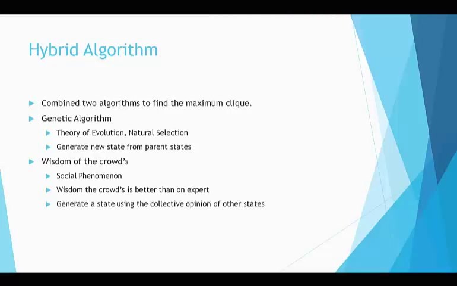So I decided to use a hybrid algorithm. I combined two algorithms to find the maximum clique of the graph. The first algorithm is the genetic algorithm, which is based off of the theory of evolution and natural selection. Evolution is the idea that species evolved from a common ancestor and explains how living things change over time and why they are the way they are today. Natural selection is an important concept when talking about evolution. Natural selection is a process where organisms with favorable traits are more likely to reproduce. In doing so, they pass on these traits to the next generation, and over time this process allows organisms to adapt to their environment.